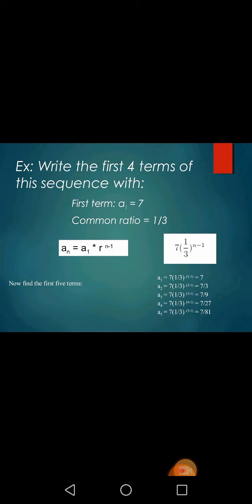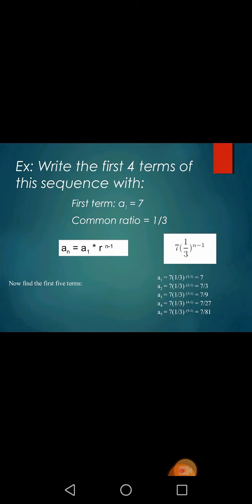Let's see the first question here. Write the first four terms of the sequence with the first term A₁ equals 7 and the common ratio equals one third. So Aₙ equals A₁ times r to the power n minus 1. He wants the first four terms.